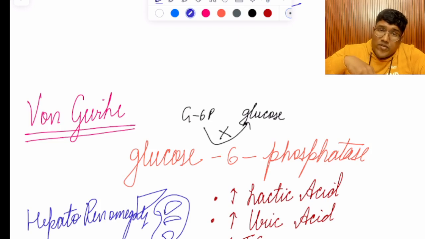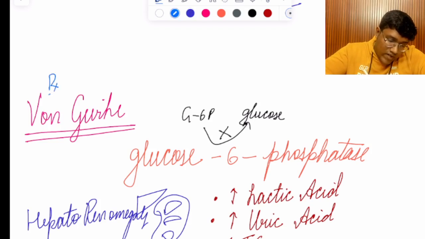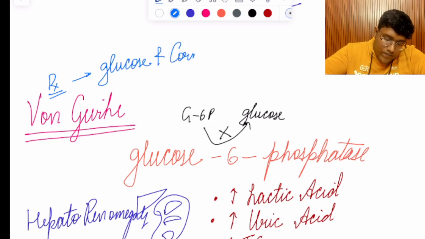Now, what is the treatment for this? How can you maintain the blood sugar for these patients? In the form of treatment, we would give them glucose. You can give them glucose, or you can also give cornstarch. These are the two things you can give, but avoid fructose and galactose.